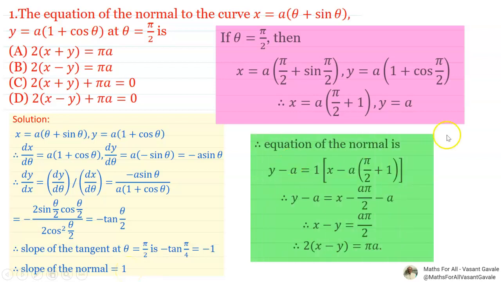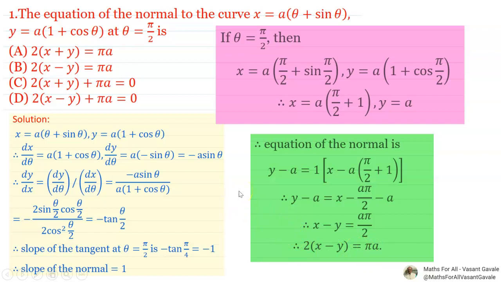Therefore the equation of the normal is y minus y1 equals m times, म्हणजे हा स्लोप आहे नॉर्मलचा, in bracket x minus x1, x1 ची व्हॅल्यू इथे सबस्टिट्यूट करणार अँड देन सिम्प्लिफाय y minus a equals 1 into x, पुढे a pi upon 2 minus a, plus a minus a on both sides get cancelled, and you will get here x minus y equals a pi upon 2, multiply on both sides by 2, and then therefore you will get here 2 (x minus y) equals pi a. This is the equation of the normal.